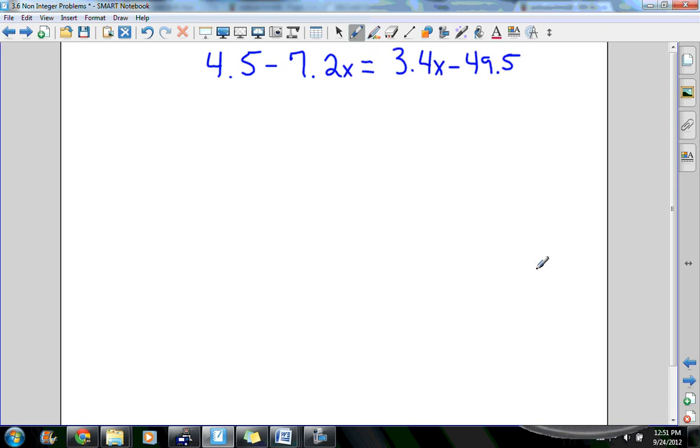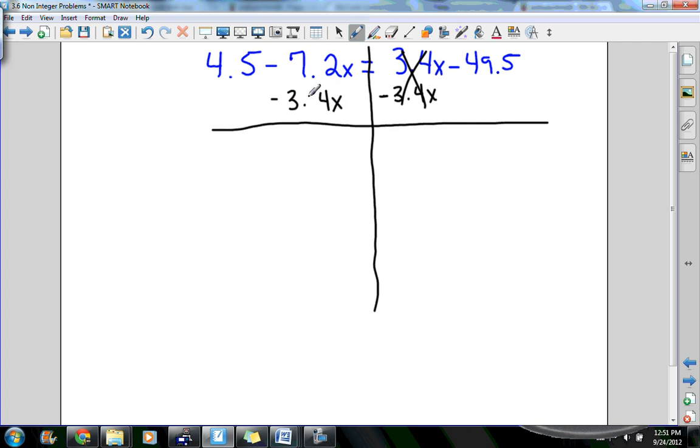For this problem, it's a tiny little extra step. I'm going to draw my line down the middle, and I'm going to try to move my x's left. So here's my x. That means I have to subtract 3.4x to make that go away. So over here, I subtract 3.4x as well. Negative 7.2 minus 3.4x more is 10.6x with a negative in front. And so I go 4.5 here. And on the other side, I go negative 49.5.